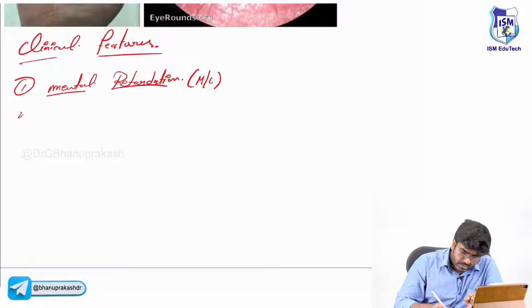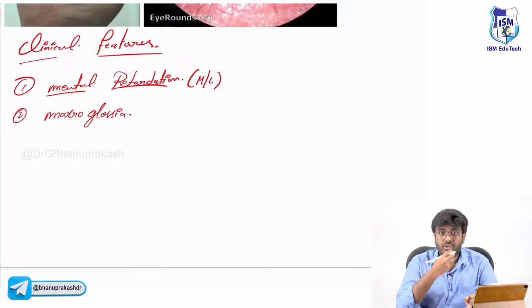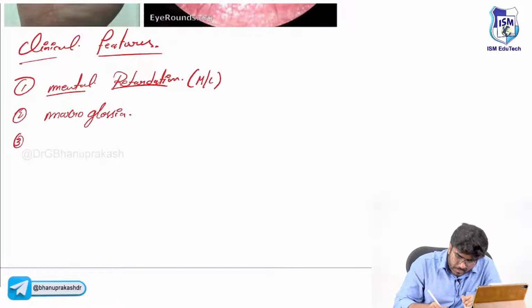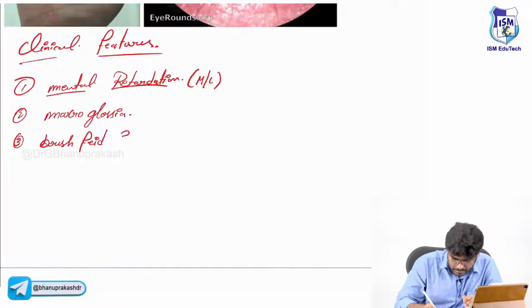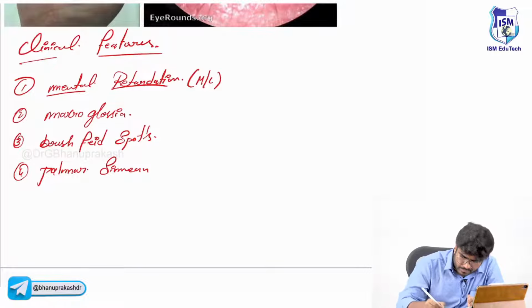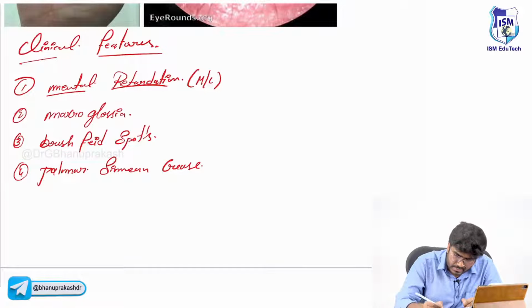Next, these patients are going to have macroglossia, the big tongue, which we have seen. In the eyes, what you have seen are the Brushfield spots. Next, palmar simian crease.